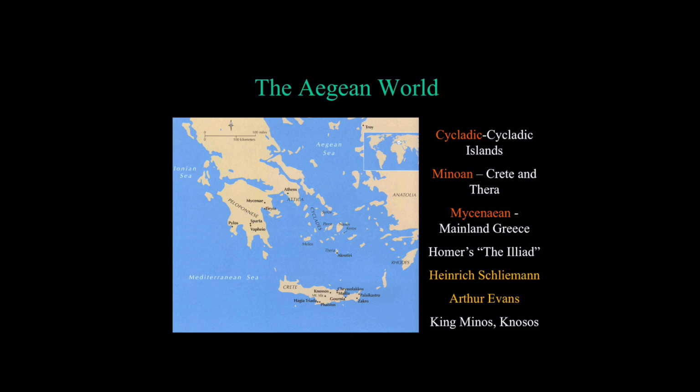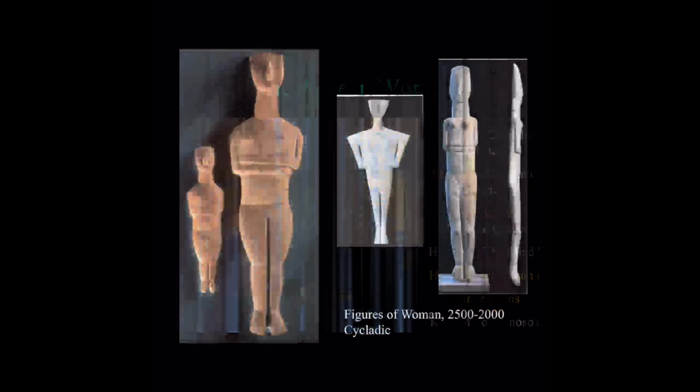We're also going to look at a couple of discoveries by a couple of different famous archaeologists: Schliemann, who discovered Mycenae and the things that happened there, and also Arthur Evans, who is one of the guys who discovered Knossos. So let's check it out here.